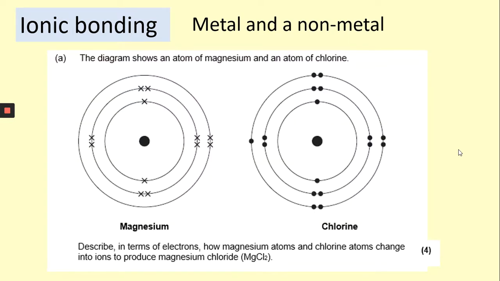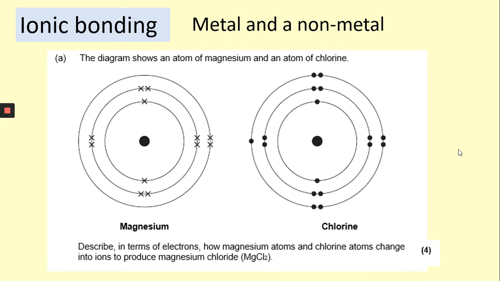So this is what a question might typically look like. You might not get the pictures already drawn down, and if you don't, I would suggest drawing them out so you know which atoms are transferring from where. So the diagram shows an atom of magnesium and an atom of chlorine. Describe in terms of electrons how magnesium atoms and chlorine atoms change into ions to produce magnesium chloride, MgCl2.